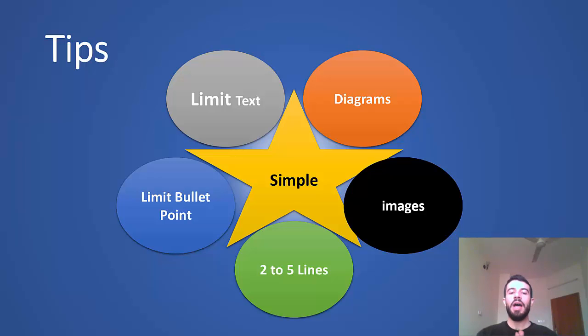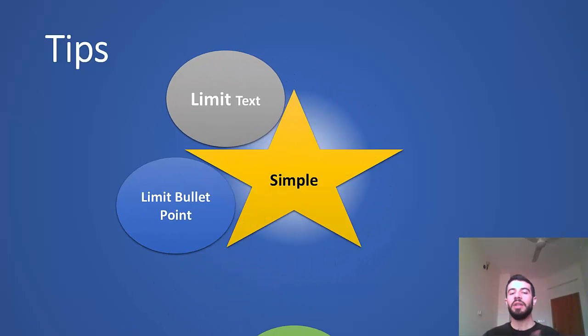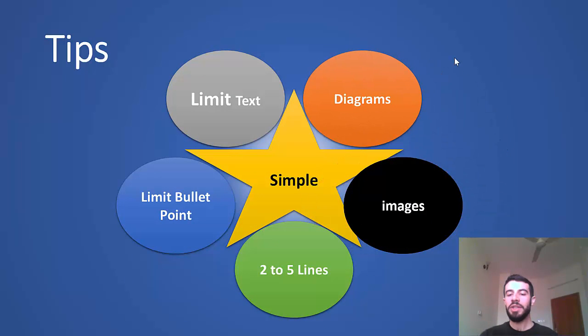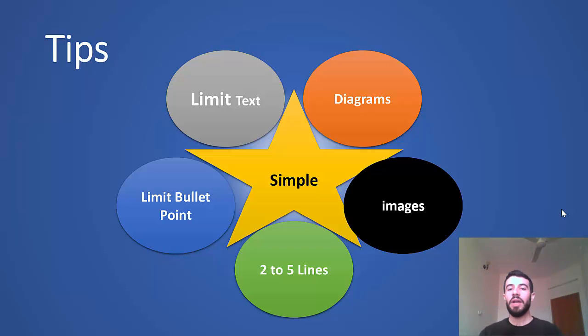Now here I just say limit text and I explain what I mean by limit text. Also, for example, limit bullet points. By bullet points I mean like this. Try to limit or reduce using these because it is also text. Try to just use an image like this or a diagram like this, with animation and so on. If it is necessary to write text, take care that it is just between 2 and 5 lines, maximum five lines. For me 5 lines is too much, just 2 or 3 maximum.